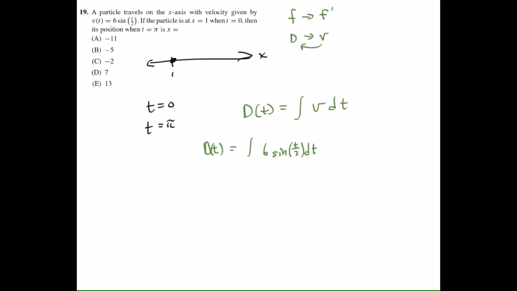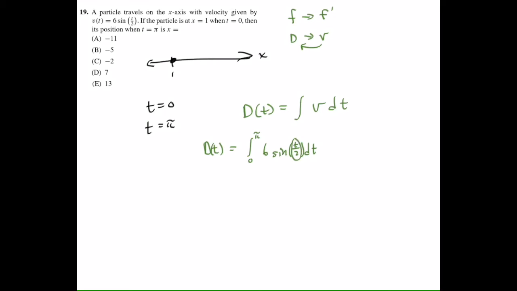Now we're trying to find out where or how far we have traveled. This would actually find us displacement, how far we have traveled after pi seconds. So we're going to start at 0 seconds and go to pi seconds. All right, let's do this problem.